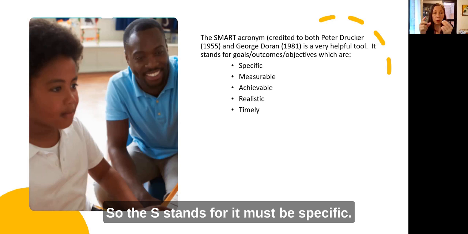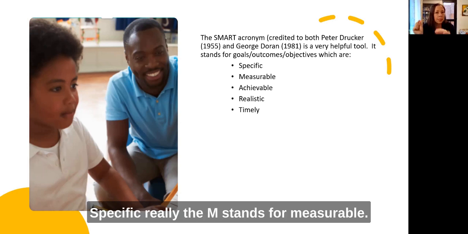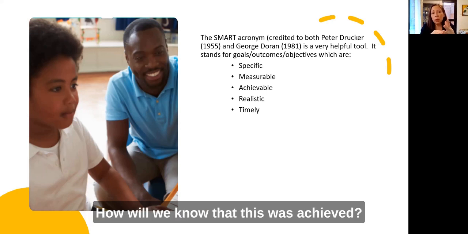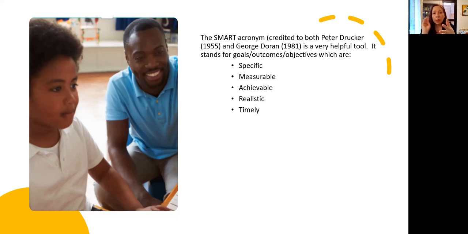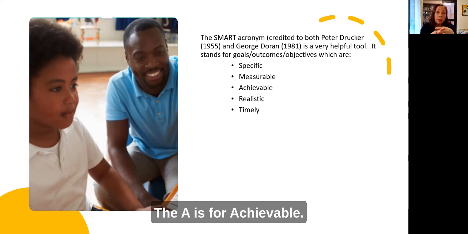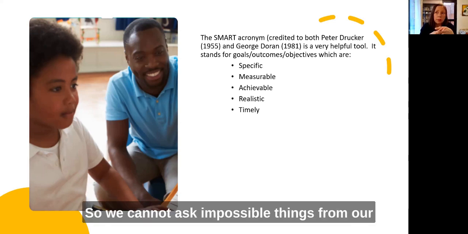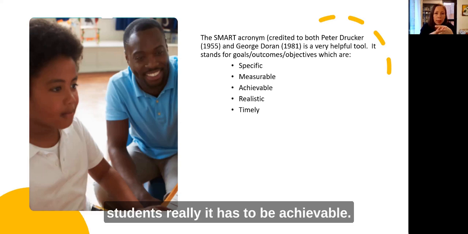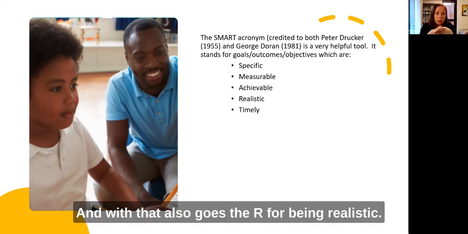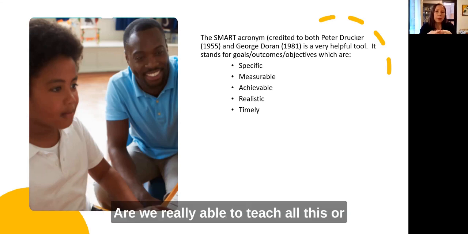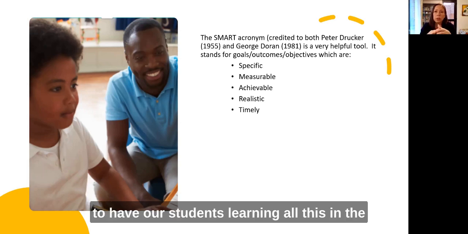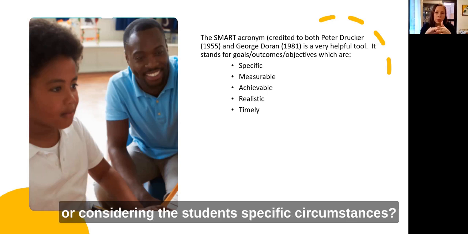So the S stands for specific. The M stands for measurable. How will we know that this was achieved? The A is for achievable. So we cannot ask impossible things from our students. It has to be achievable. And with that also goes the R for being realistic. Are we really able to teach all this, or to have our students learn all this, in the amount of time that we have in our lessons, or considering the students' specific circumstances?